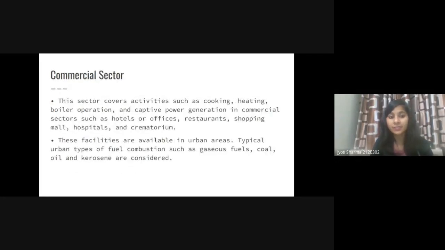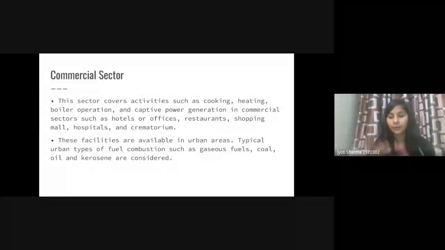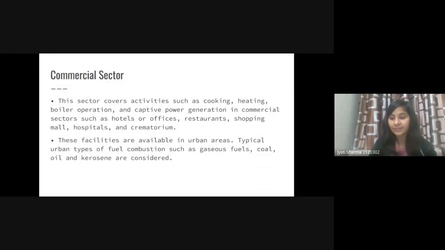For the commercial sector, the activities will cover cooking, heating, boiler operation, and captive power generation in commercial facilities such as hotels, offices, restaurants, shopping malls, and hospitals. These facilities are available in urban areas, no doubt, and that's why most commercial activities happen only in urban areas, not in rural areas. The typical urban fuel combustion will be gaseous fuel, coal, oil, kerosene, etc. So this was the basic list of activities that we consider under the commercial and residential sector.